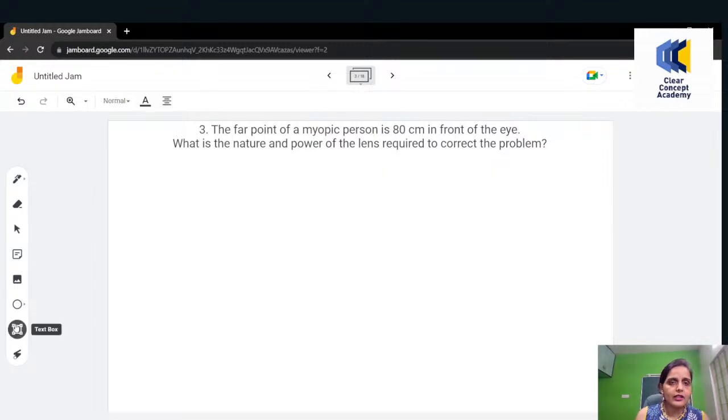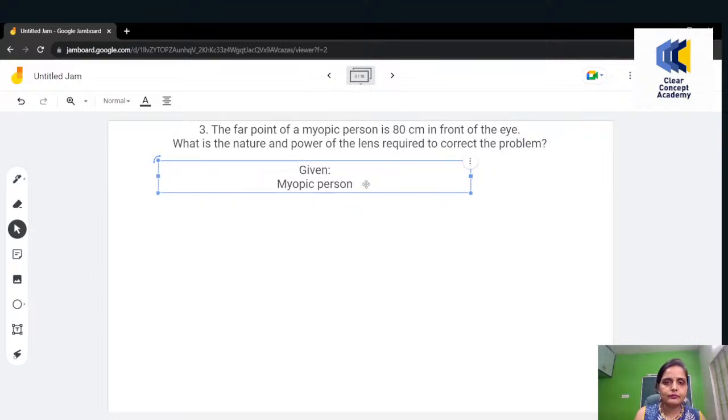So we are going to write down the given. It is always better that you write down the defect as well. Many times, as you start writing down the given information, many related clues start popping up in your mind. So the defect is myopic. Tell me, for a myopic person, what kind of lens is used? It is the concave lens.